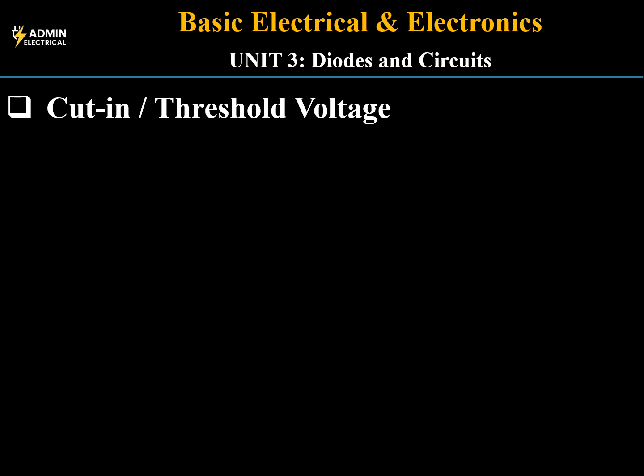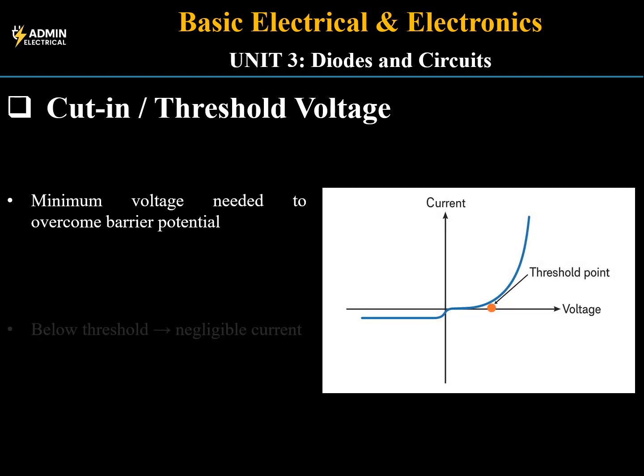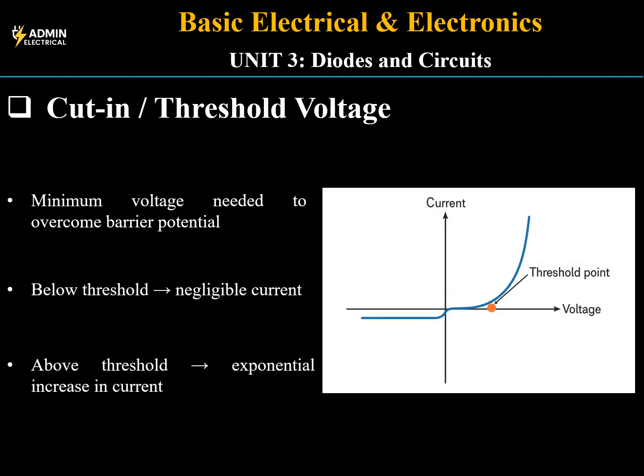The cut-in voltage, also called the threshold voltage, is the minimum voltage required to overcome the barrier potential. Below this voltage, the current through the diode is almost negligible. Once the threshold is crossed, the current rises exponentially with voltage.